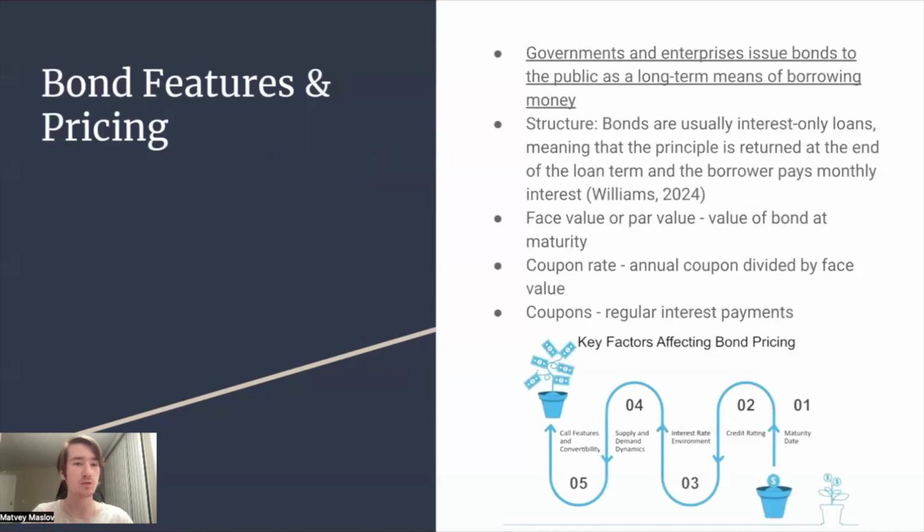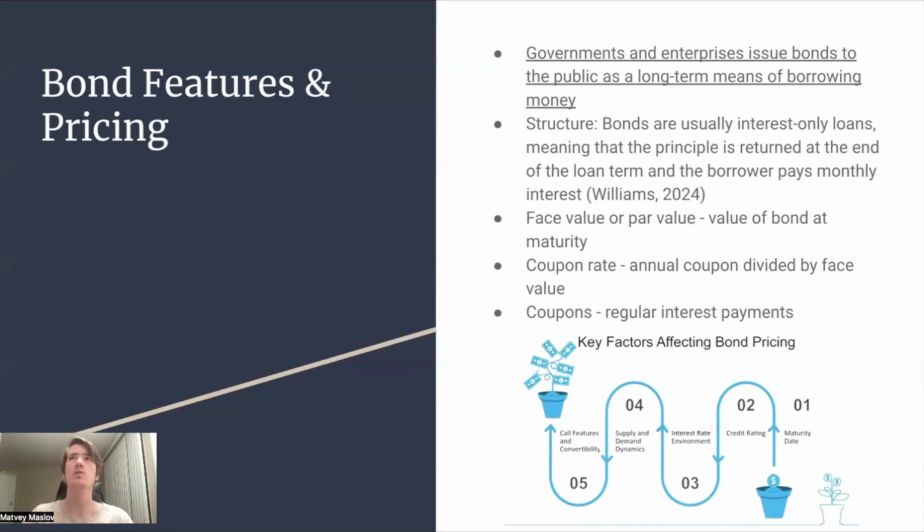Now let's move forward towards bond features and pricing. Governments and enterprises issue bonds to the public as a long-term means of borrowing money. Bonds are usually interest-only loans, meaning that the principal is returned at the end of the loan term, and the borrower pays interest periodically. A bond has a face value, or par value, which is another way of calling it, which is pretty much the value of a bond at maturity.